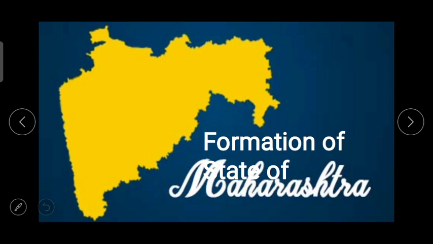Through various changing circumstances, the movement progressed, and finally on 1st May 1960 the state of Maharashtra came to be formed. Now in this topic we will be learning the process or the journey or the steps of the movement in the formation of state of Maharashtra.